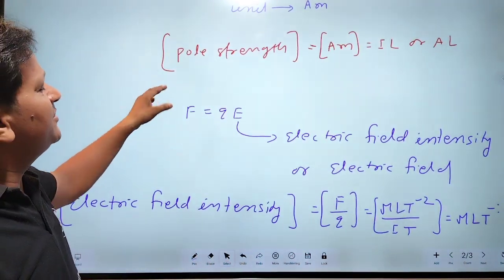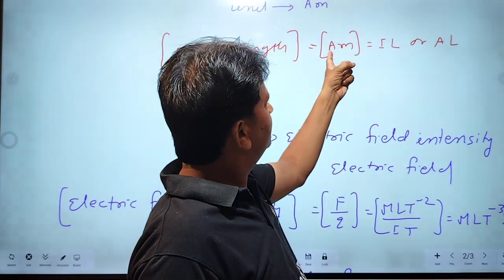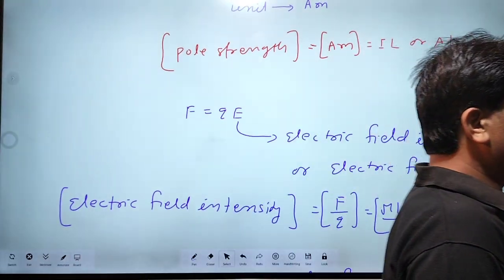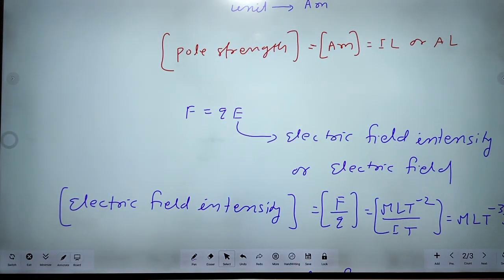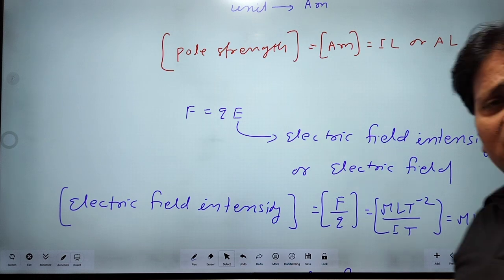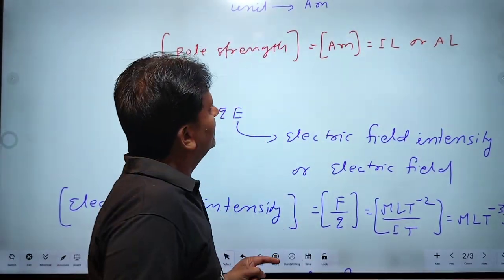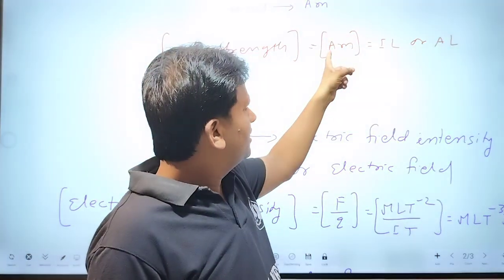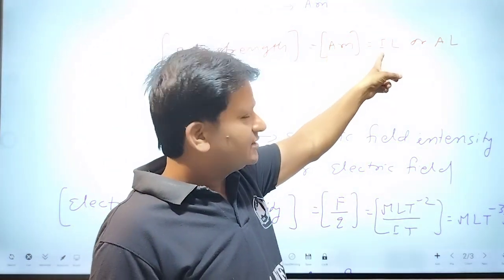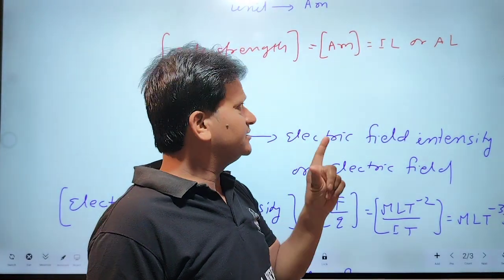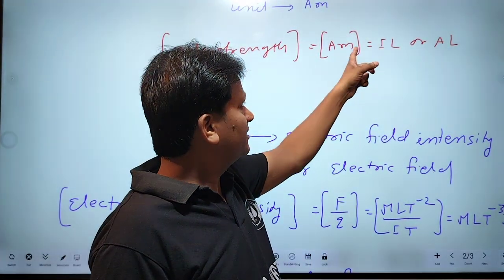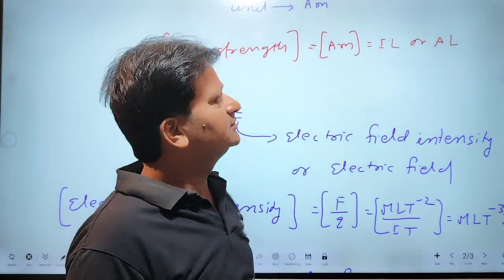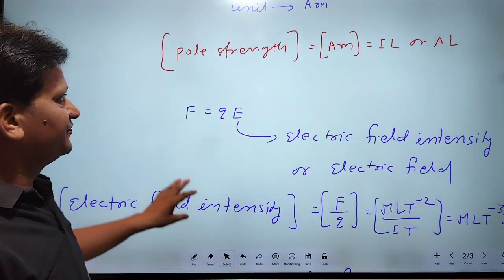Dimension of pole strength: this is unit ampere meter. You can find dimension of any physical quantity by using formula or unit. This is unit of pole strength, therefore A is ampere, I, unit of current. M is meter, is length. Okay, just like length.